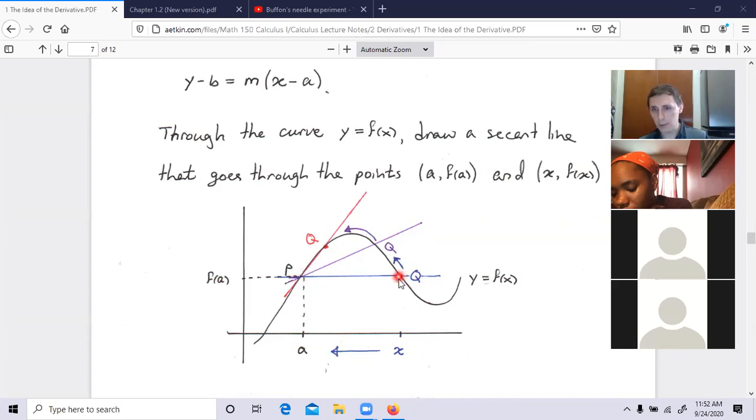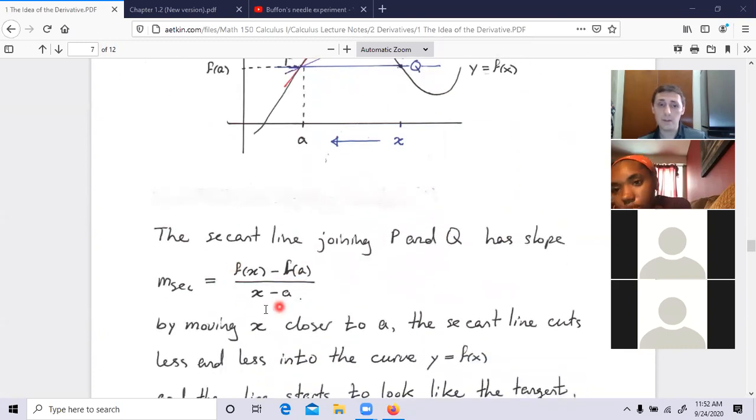I select another point Q. And at the point Q, I have coordinates x, f of x, you see? This point Q is at x, f of x. And the line going through those 2 points clearly goes through at least 2 points, so it's a secant line. I can calculate the slope of that secant line. The slope of that secant line is going to be f of x minus f of a divided by x minus a. This is the slope of the secant line.